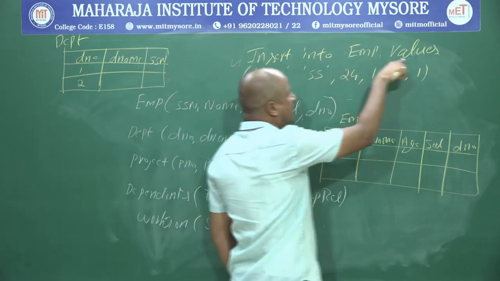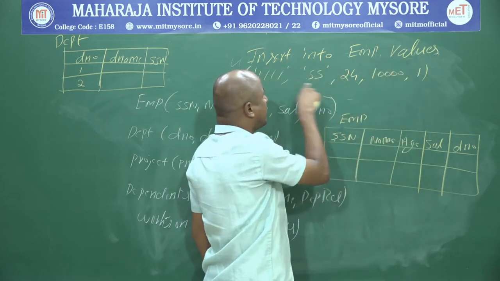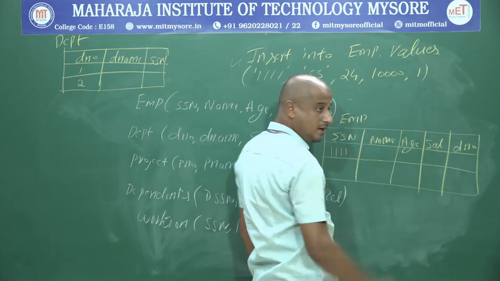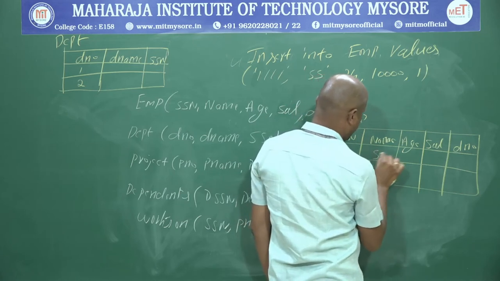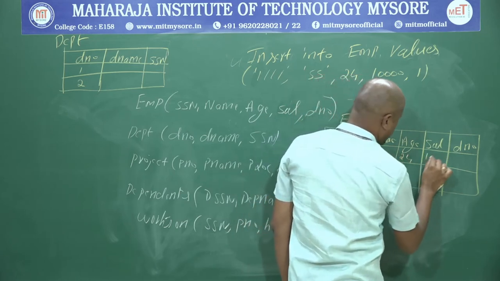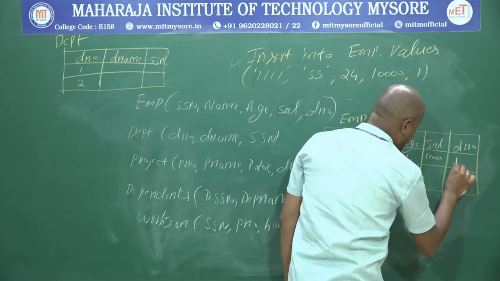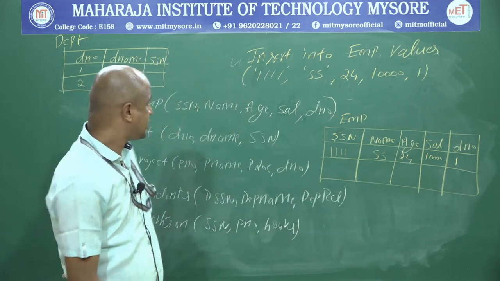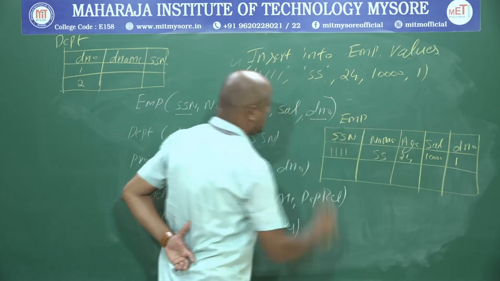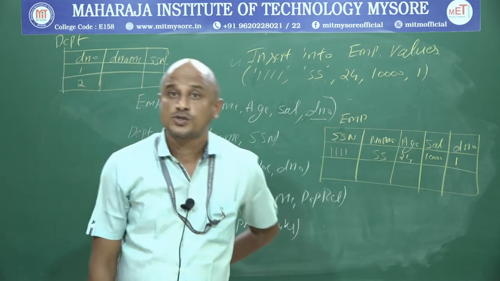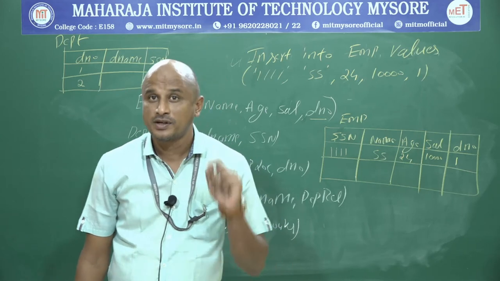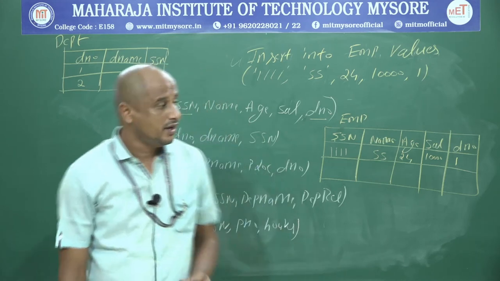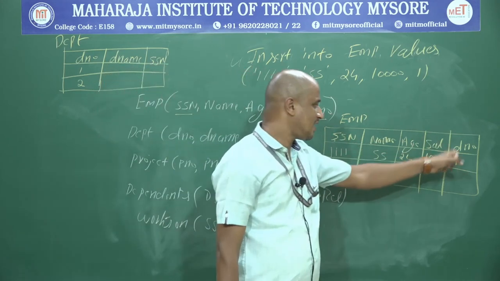So insert into employee values. I have inserted 11 with age 24 and 1000 salary with department number 1. So 11 is the primary key, then name, then age, then salary, then department number. As I told, it's a primary key, and department number is a foreign key, right? So when I insert this, you are inserting a particular employee with 11 as the unique key, name SS, age, salary, and department number 1.